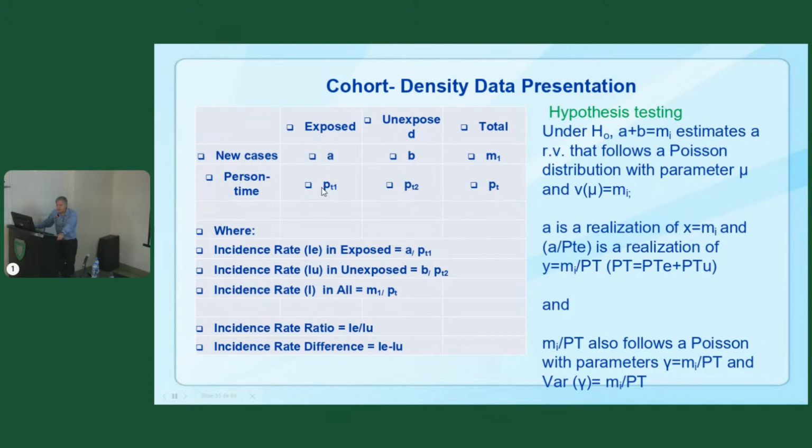Exposed group should have a higher incidence than the unexposed. And the null hypothesis says no, it should be M1 over PT, which is the average across all groups combined. Okay? So here I'm giving a little bit of the theory. The A over PT1 is a realization of M1, if I believe the Poisson distribution with parameter mu and variance mu. Okay? Just to remind you of the statistical foundation here.